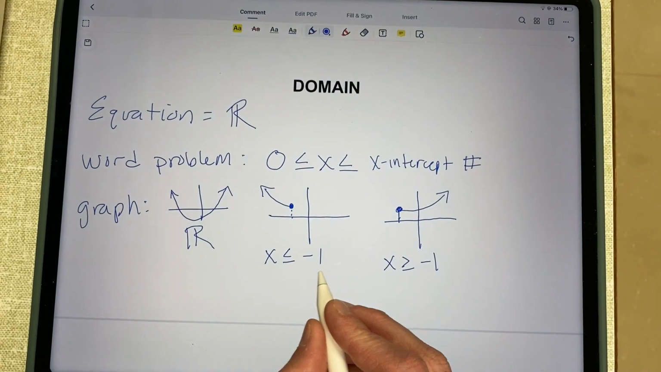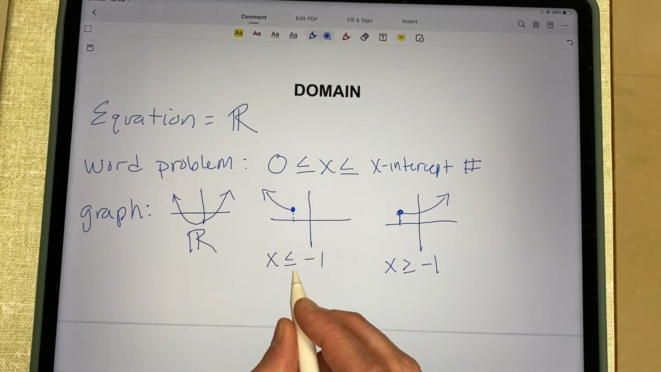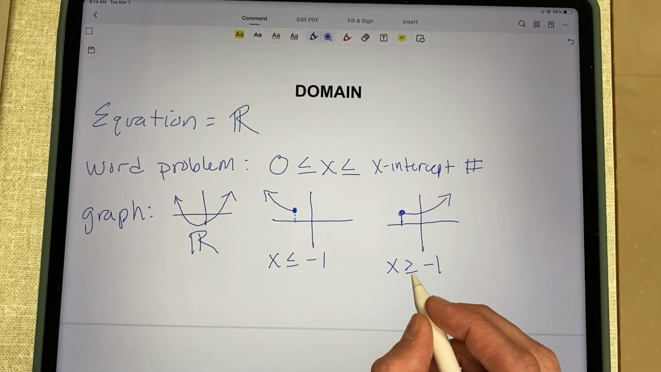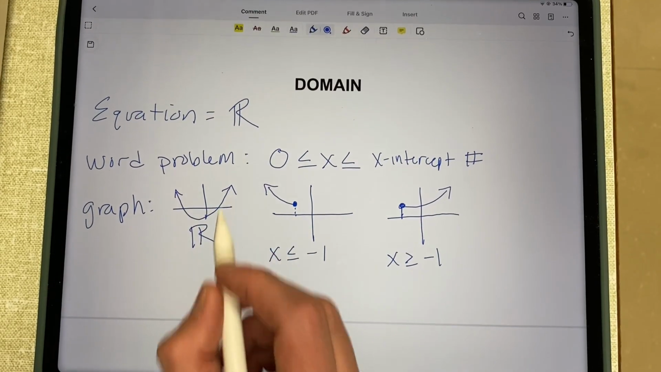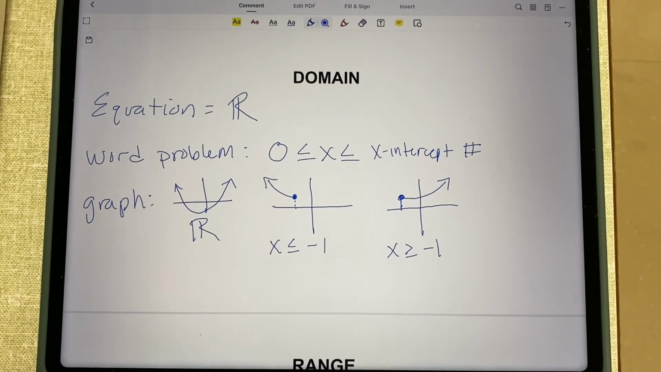So you just see where it crosses on the x-axis. You write that number here. If it's pointing to the left, it is less than. If it's pointing to the right, it's greater than. If both sides are an arrow, it is all real numbers.